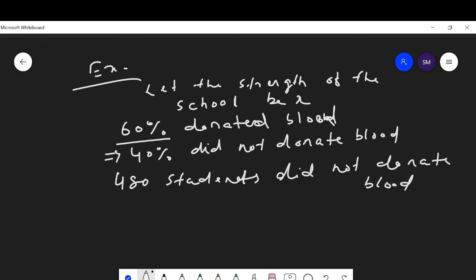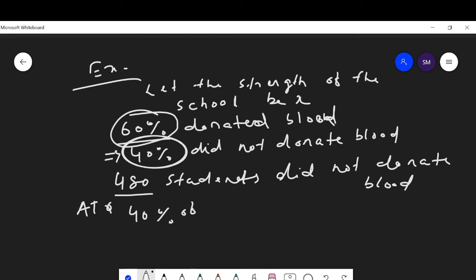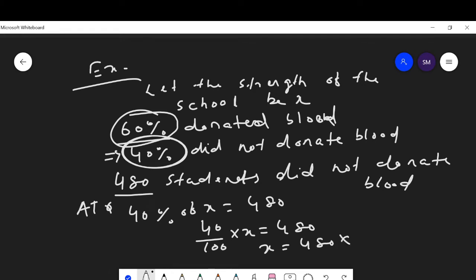Then according to the question, 60% donated blood, 40% did not donate blood, but the question said 480 students did not donate blood. So 40% of x is equal to 480, which means 40 upon 100 into x is equal to 480. This means x is equal to 480 into 100 upon 40. Then by solving, we get the strength of the school is 1200.